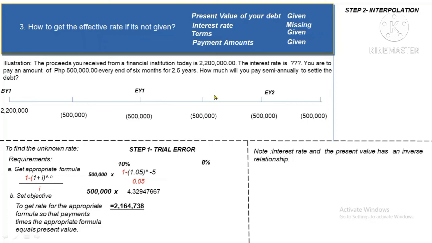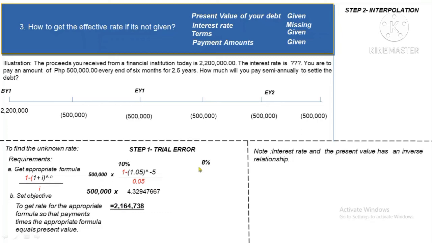So let me emphasize it again. The higher the interest rate, the lower the resulting present value is. So I hope it's clear now. Let's go back to the problem. And again, we need a bigger present value than 2,164,738 because our goal is 2.2 million. So let's try 8% as I've mentioned a while ago.